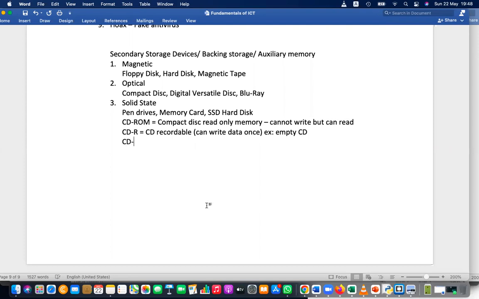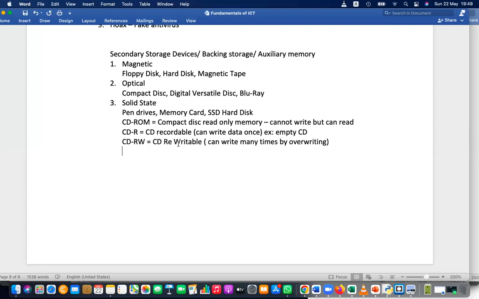CD plus or minus RW is CD Ranil Wickramasinghe. It's not. CD RW means CD rewritable. Can write many times and overwrite many times. Can erase many times and write it.